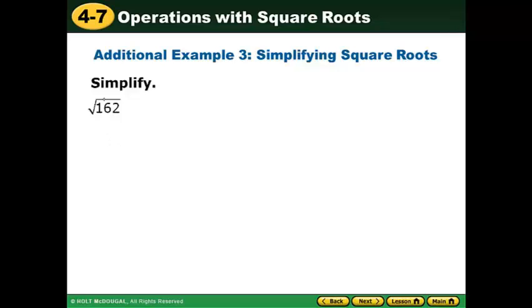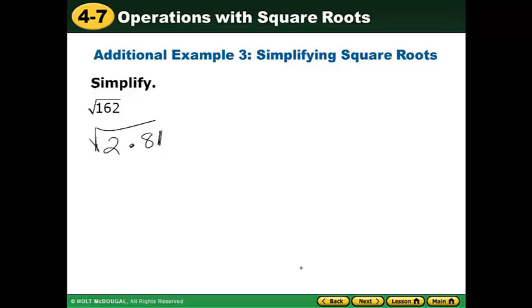So first thing, what I want to do is to factor this out. What two numbers when I multiply will give me 162? But I'm going to try to get one with a perfect square. So I know 2 times 81 is 162. So I'm going to put square root of 2 times 81. Okay. Now I know square root of 2 is not a perfect square, so that's going to stay.